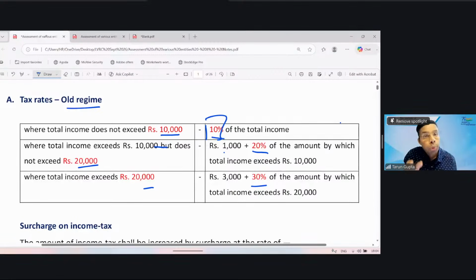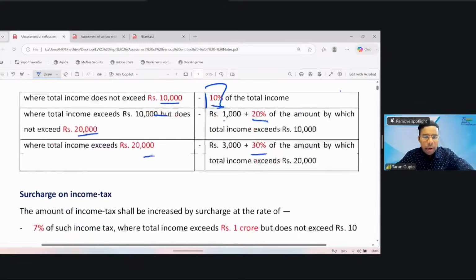So even if there is 1 rupee income, such income shall be taxable at the rate of 10%. Though there is a slab rate, there is no basic exemption limit. So any income up to 10,000 is taxable at 10%. Above 10,000, up to 20,000, 20%, and beyond 20,000, 30%. Okay, so 10, 20, 30. Simple tax rates in respect of income of 10,000, 20,000, more than 20,000.